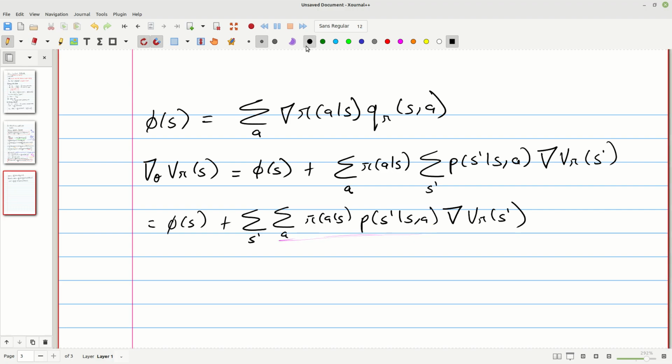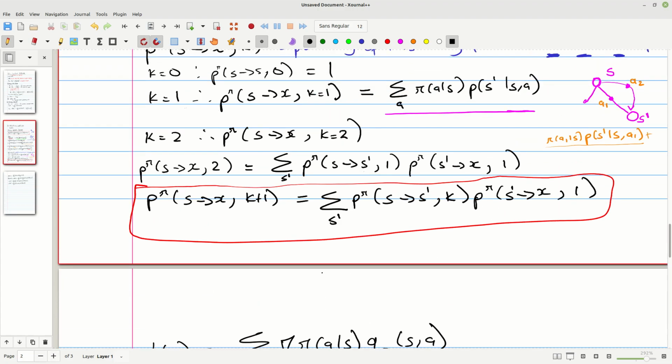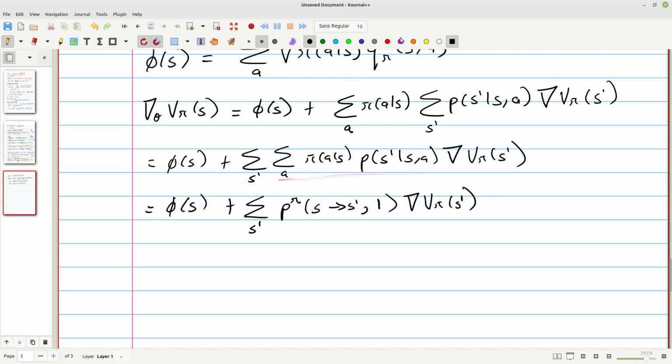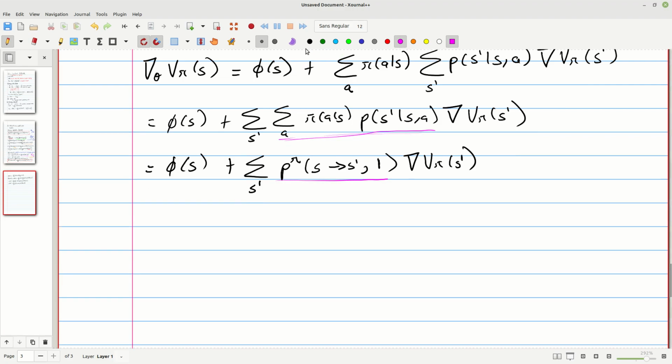So what does that mean? Well, it means we can write this as follows: the summation over s prime times the probability under pi of transitioning from s to s prime in exactly one step times the derivative of v pi of s prime. Again, this formulation is just coming from this pink term here. They're essentially the same. So this pink term is this pink term. These are the same, and we've already spoken about why that's the case, so it's fine.